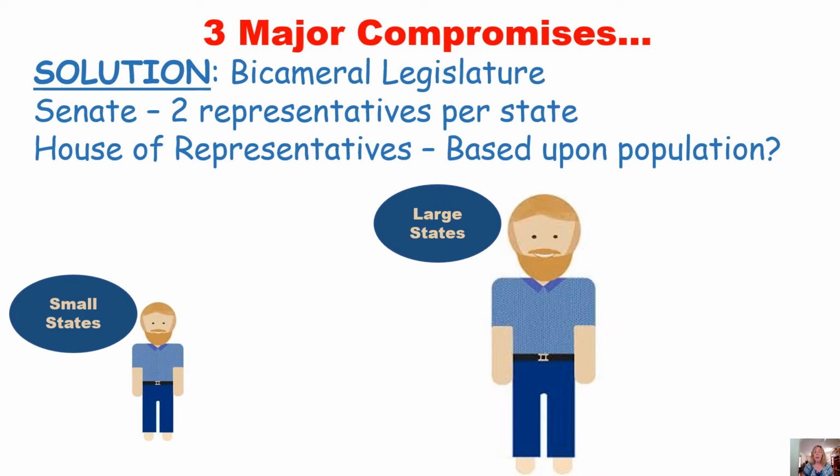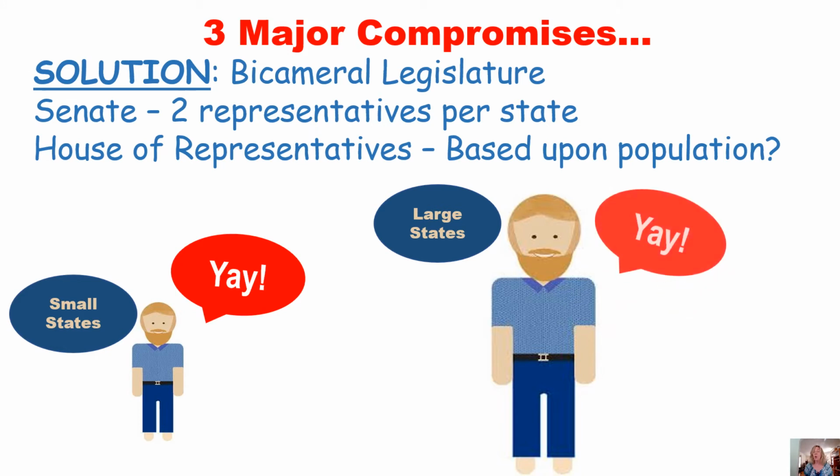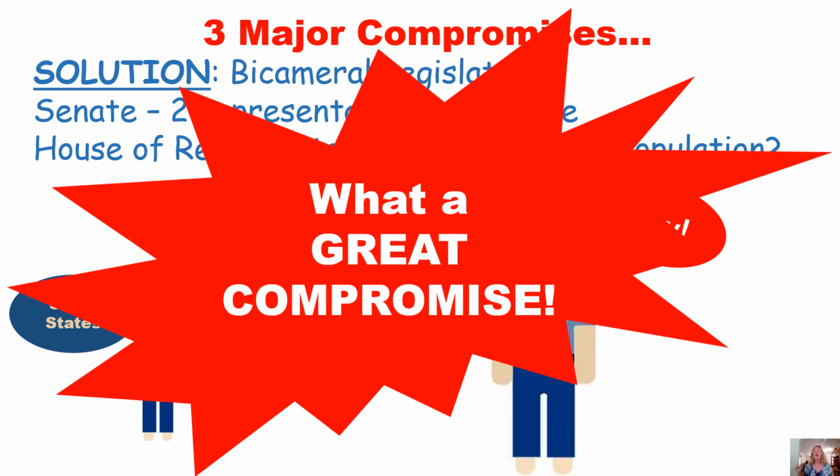They created a bicameral legislature. What this means is a two-house legislature. So Congress today is made up of both the Senate and the House of Representatives. The Senate is comprised of two representatives per state, which remember that's what the small states wanted. And the House of Representatives is based upon population. If you have more people in your state, you get to send more representatives, which is what the large states wanted. So this was definitely a win-win solution to the issue. In fact, it was a great compromise, and that's the name of this compromise, the Great Compromise.